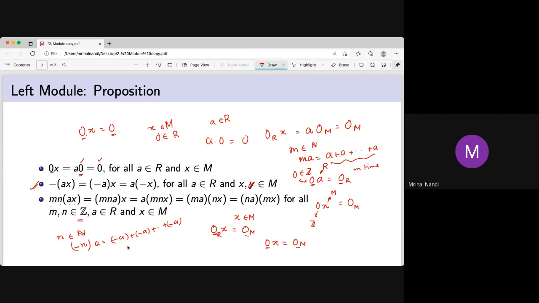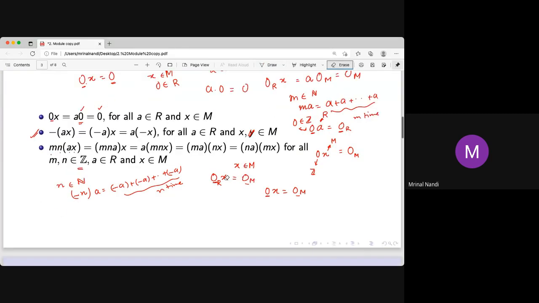So it is just n times. This is the definition. So you can easily prove that (mn) into a equals m into (na), and (mn) into x, and a into (mn)x, ma into nx, and na into mx, whatever. So these are several things, and you can easily prove that these are all equal.